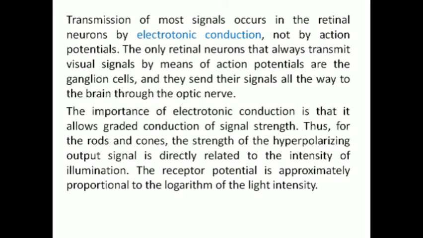Transmission of most signals occurs in the retinal neurons by electrotonic conduction, not by action potentials. The only retinal neurons that always transmit visual signals by means of action potentials are the ganglion cells. Out of the different neural cells of the retina, only the ganglion cells send visual signals in the form of action potentials. All the other neuronal cells conduct the impulse through electrotonic conduction.